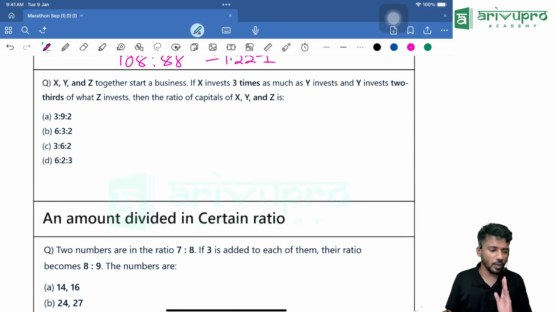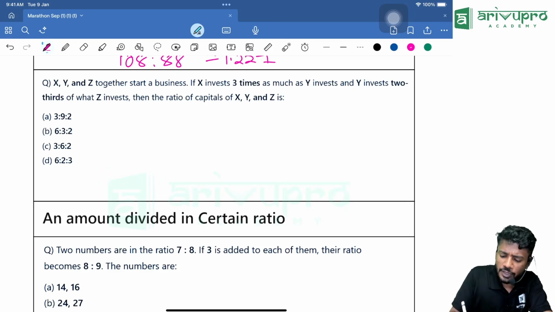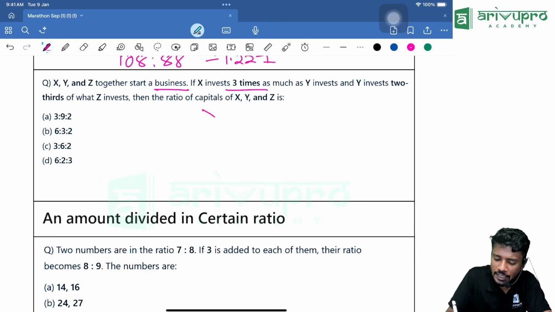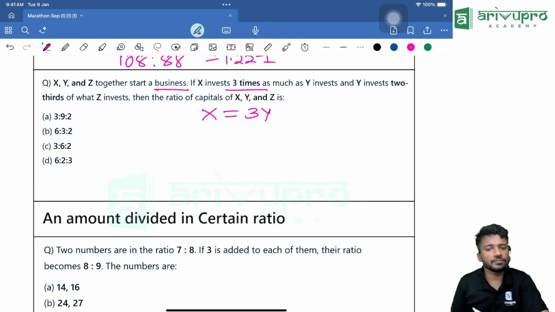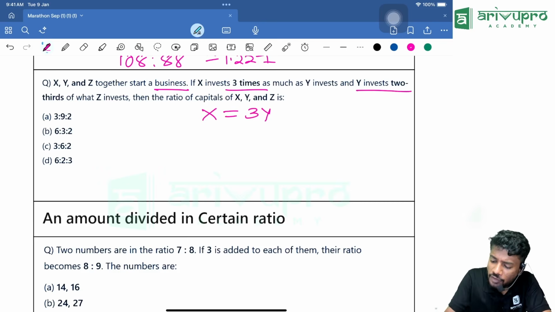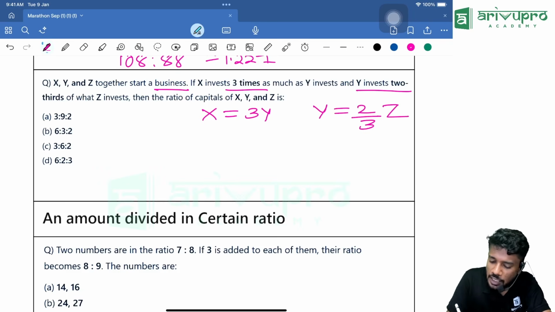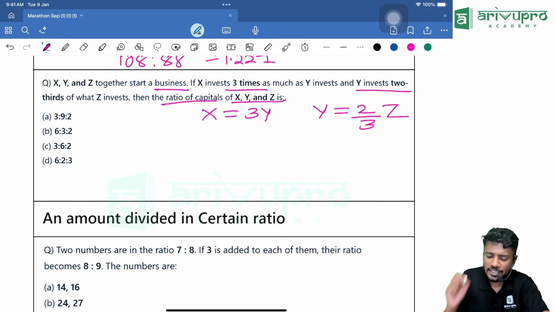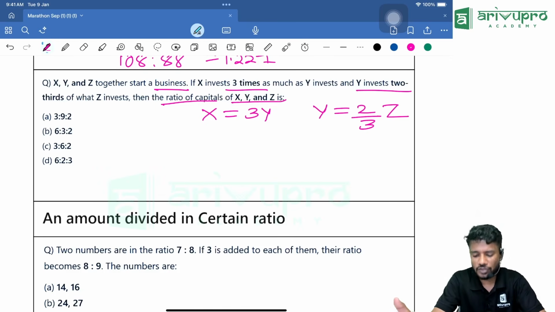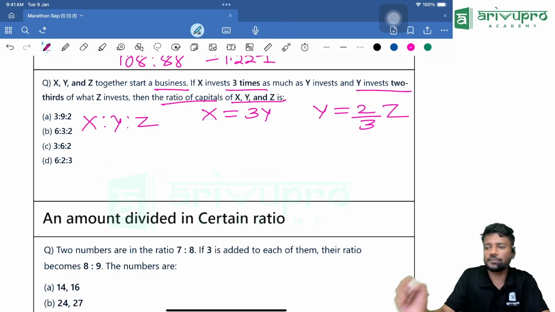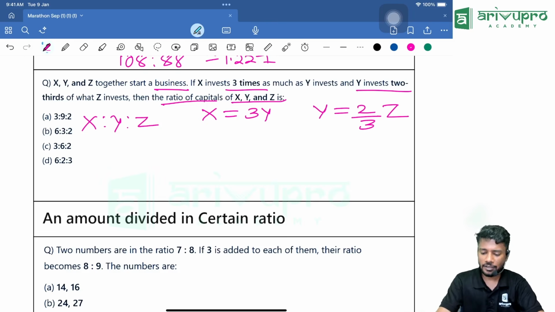Now, look at this. Read it and try to understand it. X, Y, Z together start a business. X invests 3 times as much as Y invests. What do you mean by that? X is equal to 3Y. Am I right? Y invests 2/3 of what Z invests, 2 by 3 of Z. The ratio of capital of X is to Y is to Z is how much is the question. We need to find X is to Y is to Z.